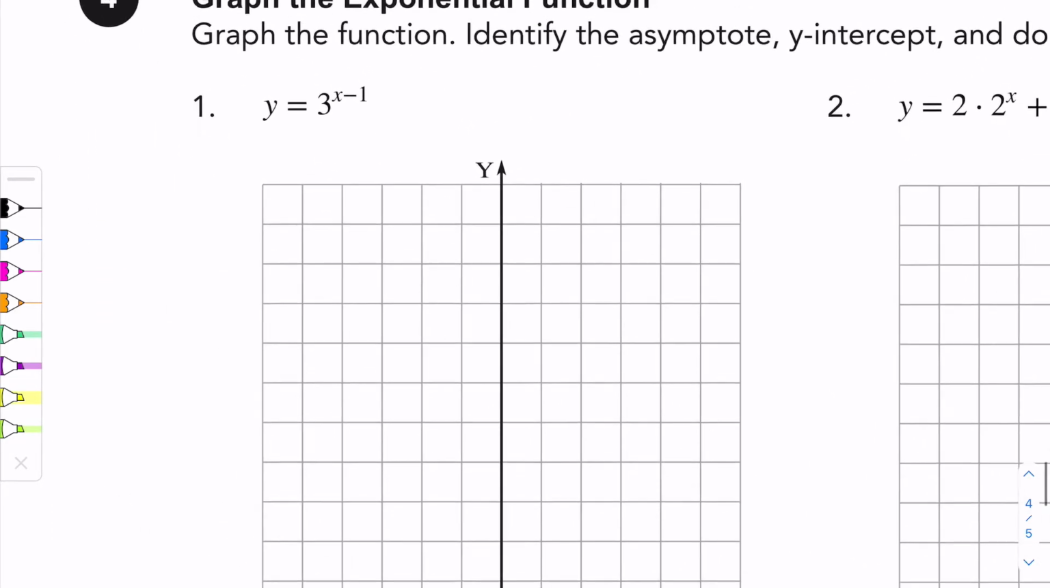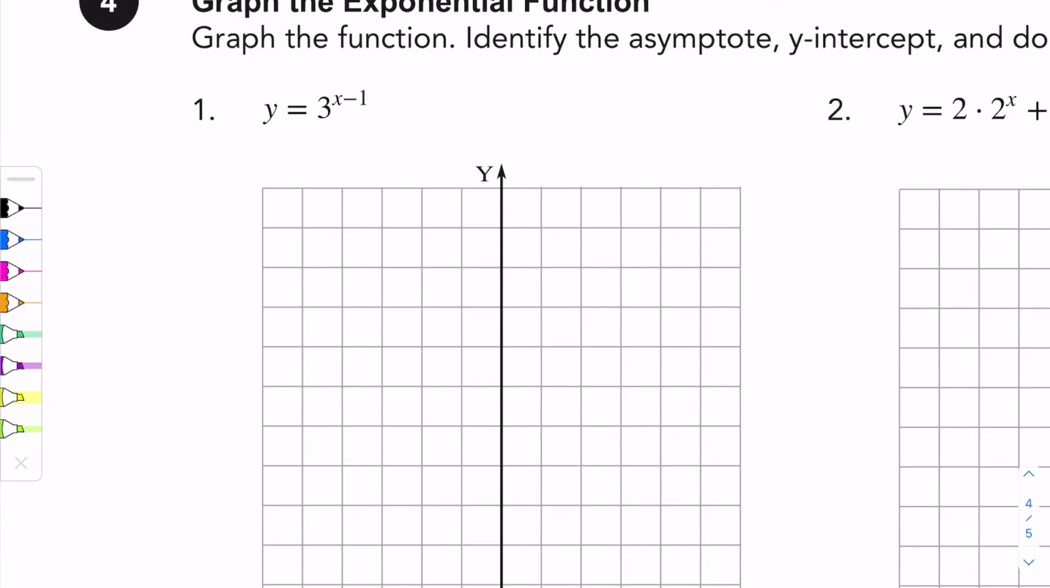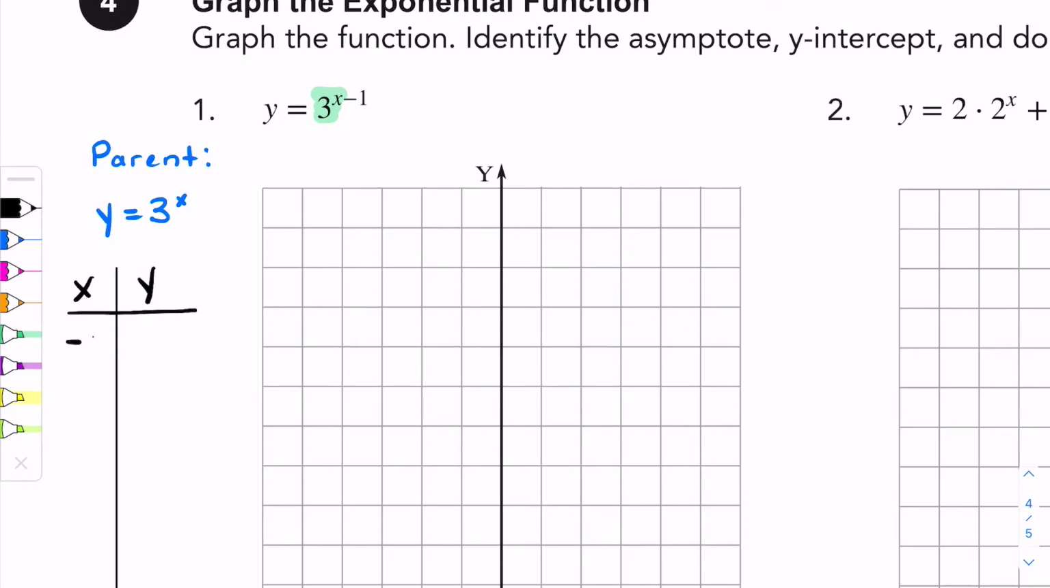To start with, we have a function, y is equal to 3 raised to the power of x minus 1. Our first step is to identify our parent function, which is 3 raised to the power of x. Once we identify the parent function, I would suggest making a table of values. Use the 5 key values that we tested on our first functions. So we'll test -2, -1, 0, 1, and 2.